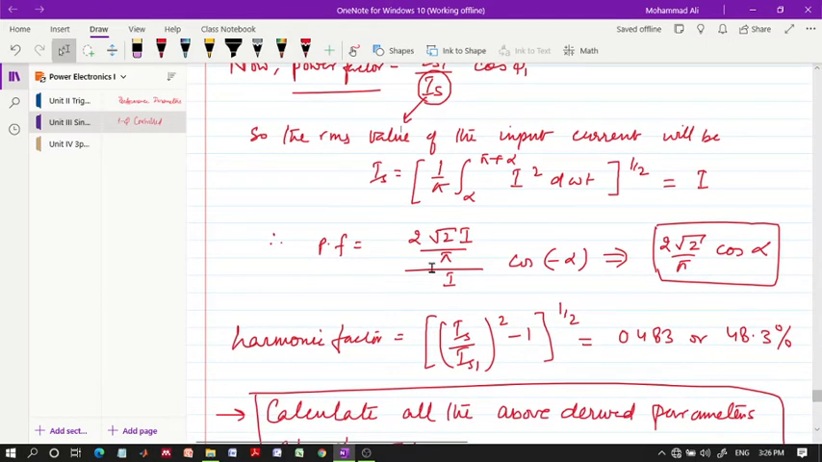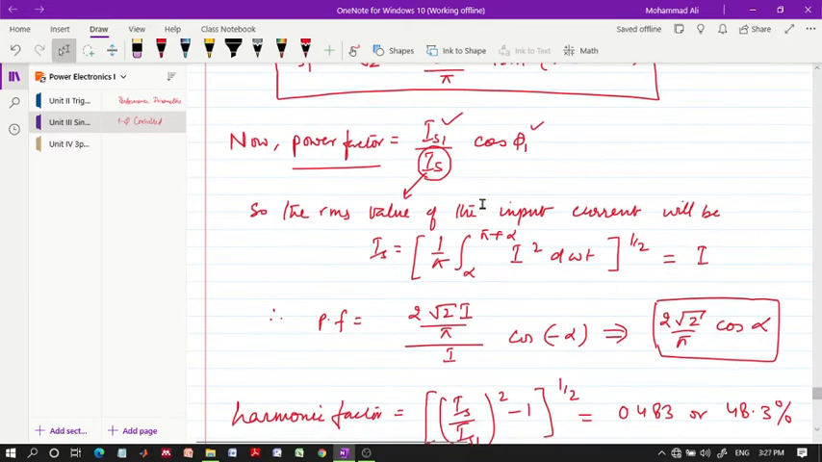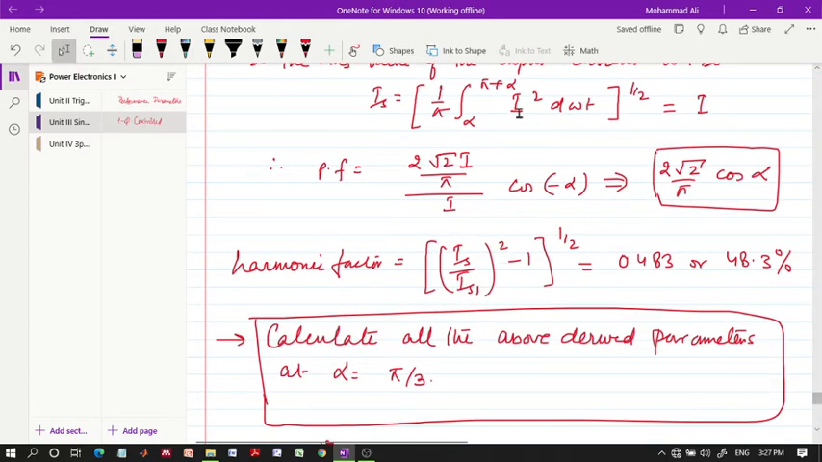Now coming to the power factor, again the power factor was given by IS1 by IS. So I am just putting the value of IS1 as root 2 I by pi. And what is the value of IS? It is I, cos of minus alpha. This cos of minus alpha is nothing but cos of alpha. So it becomes 2 root 2 by pi cos of alpha, because the I and I over here will cancel out. What about the harmonic factor?